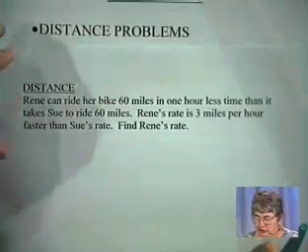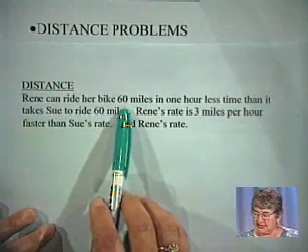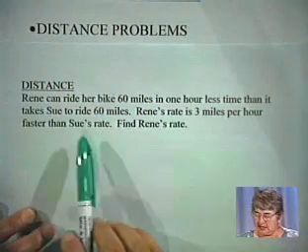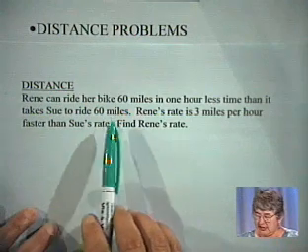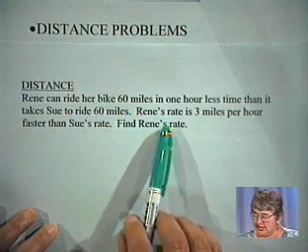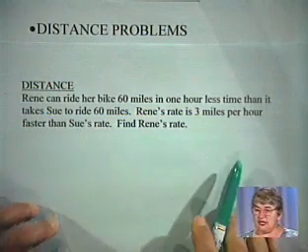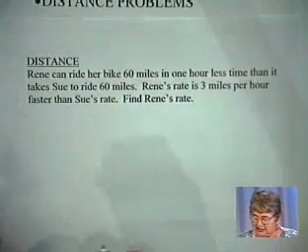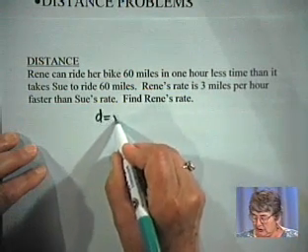We have two women, Renee and Sue. Renee can ride her bike 60 miles in 1 hour less time than it takes Sue to ride 60 miles. So they're... hour faster than Sue's rate. Find Renee's rate.